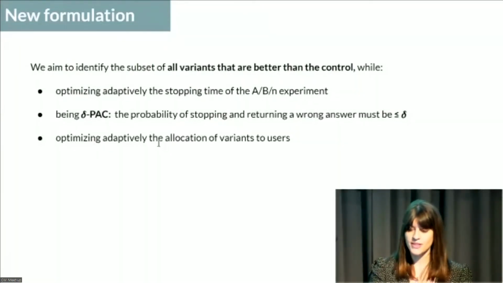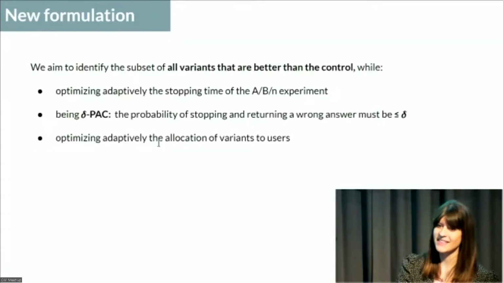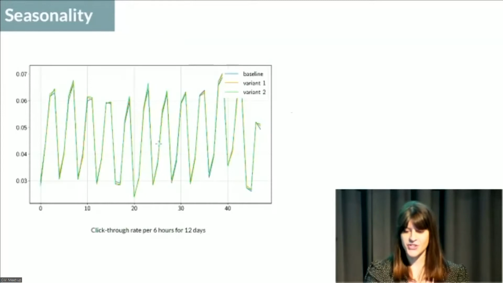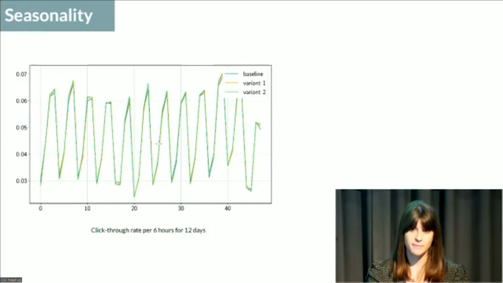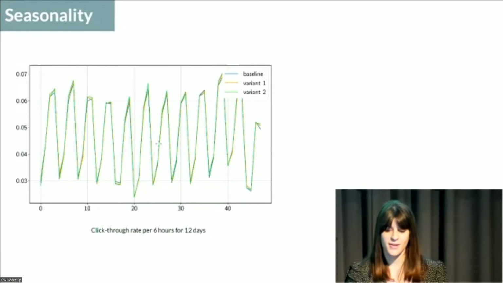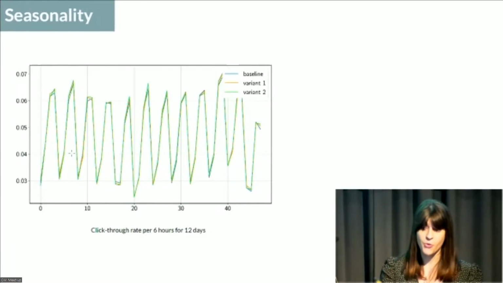And when it comes to adaptive sampling and adaptive stopping, we typically like to think that the data is IID, but there is a little challenge here: the data in reality, in the live streams of global traffic, exhibits seasonality patterns, even within the same day. So here, for example, I'm showing the click-through rate per 6 hours of the day. So you see there is quite a large fluctuation.